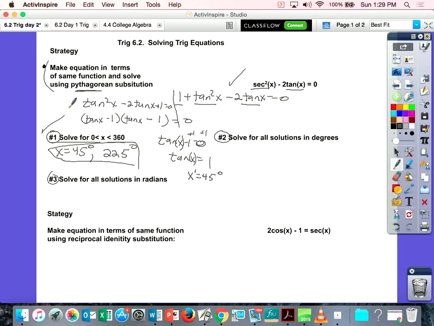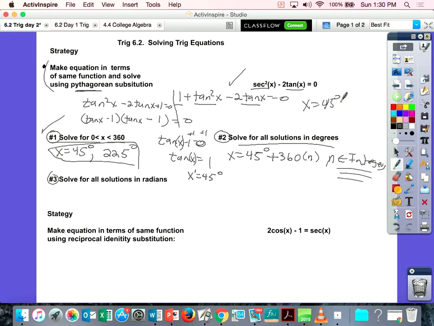If I were to solve for all solutions in degrees, then I would have to name all angles that are coterminal with a 45-degree angle. The rule is that you have to add multiples of 360 to that. So we'll just go plus 360n, where n is an element of the integers. Now I'm not making you write this part, but you need to understand that n is 0, 1, 2, 3, 4, -1, -2, -3.